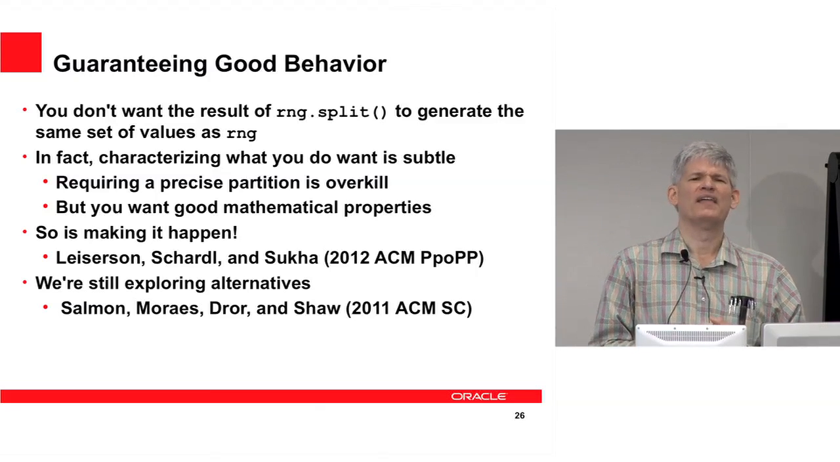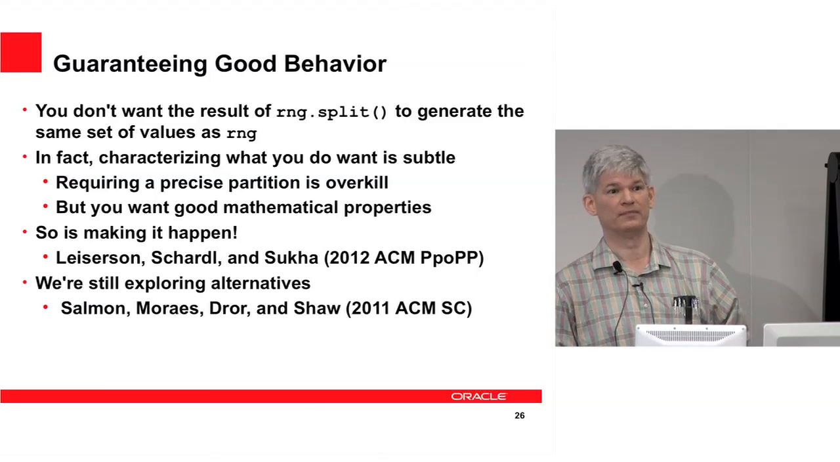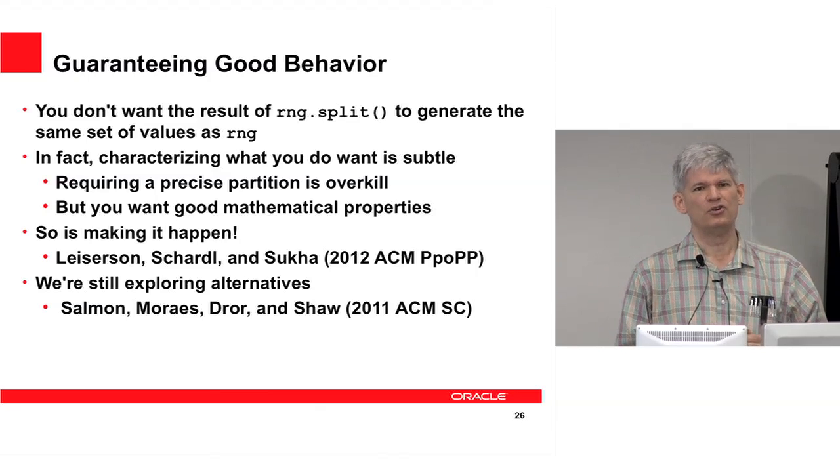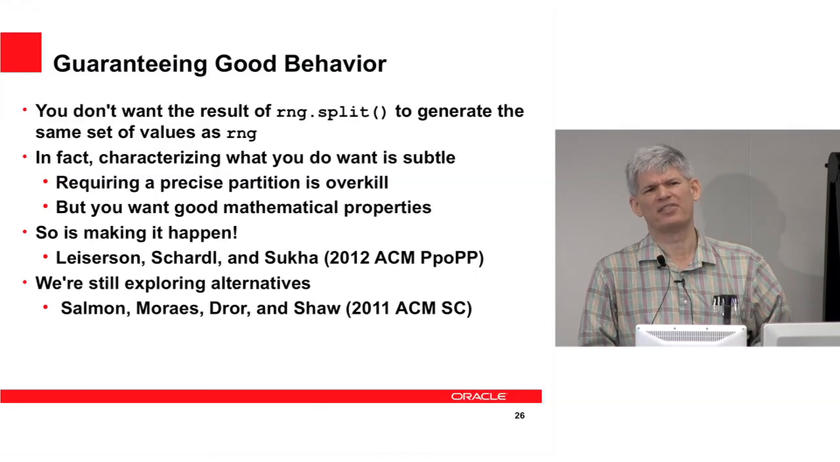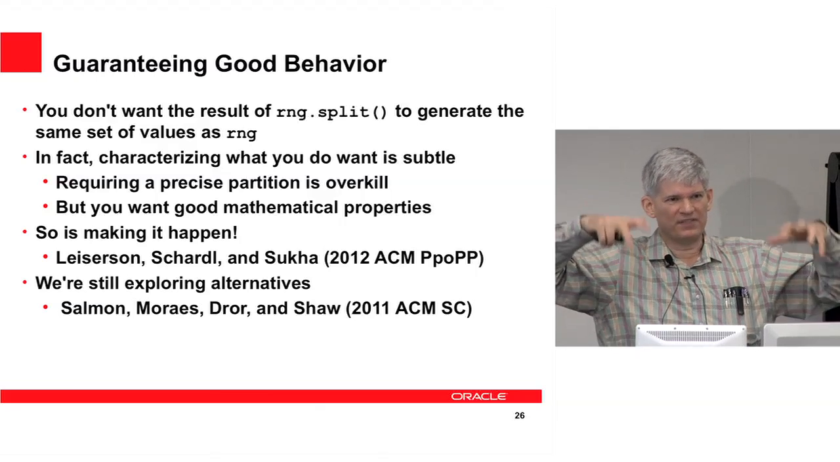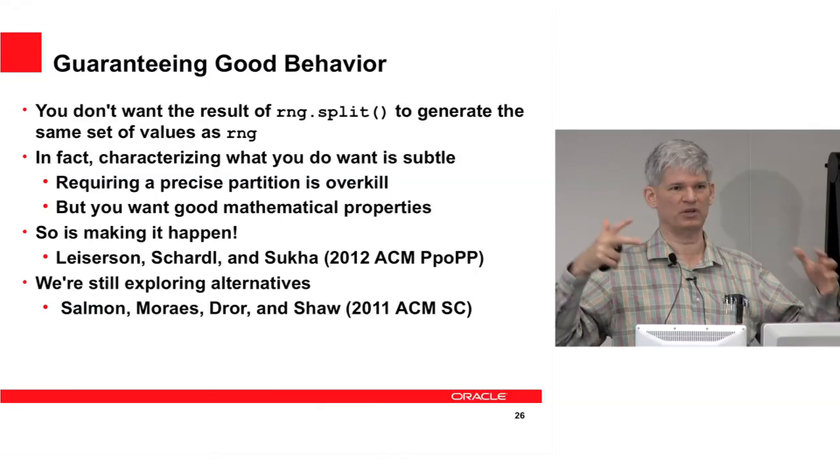Turns out that requiring that precise a partition is overkill and actually makes it very hard to implement the split operation. So we settle for something a little more subtle, which is that the 2 random number generators are linked mathematically in such a way that if you use each of them to generate some numbers, then the collection has the same good statistical properties as if you had used only one of them to generate that.